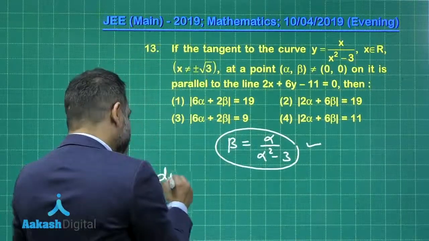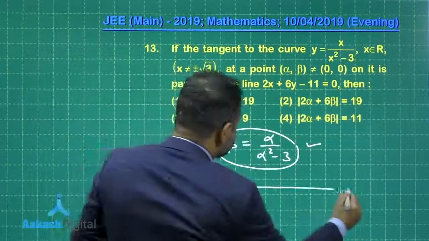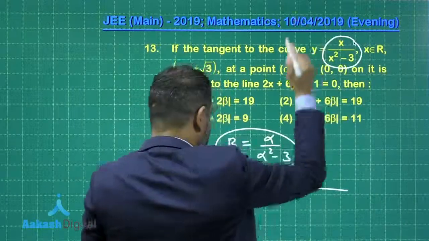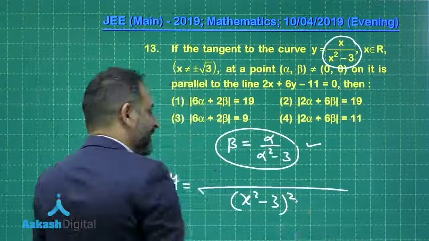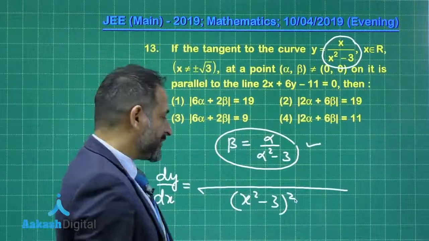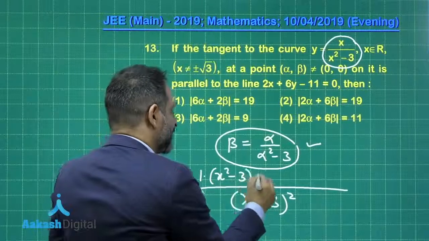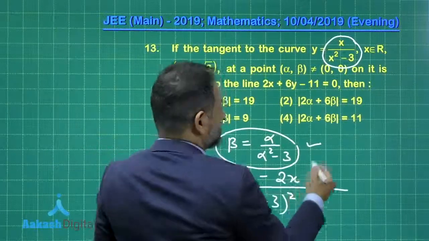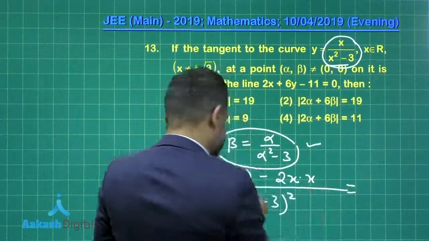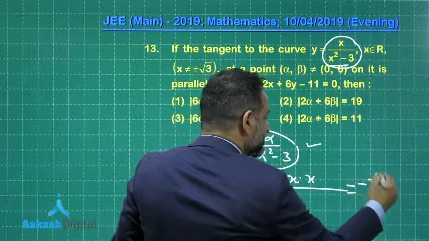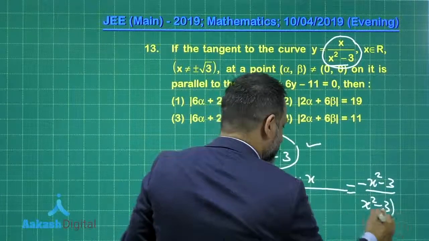So I am differentiating this curve, that is dy by dx is equal to, applying the division rule here, what we will be having is in the denominator x square minus 3 whole square, and the numerator it is 1 into x square minus 3 minus 2x, the derivative is 2x into x. So this comes out to be minus x square minus 3 upon x square minus 3 whole square.